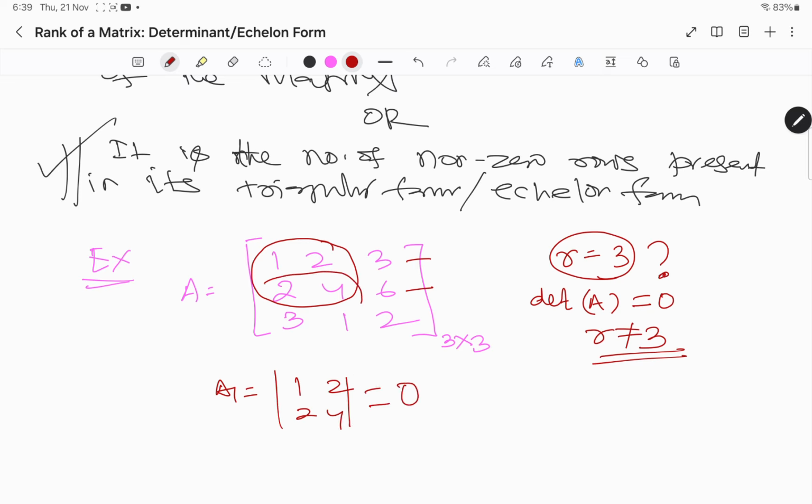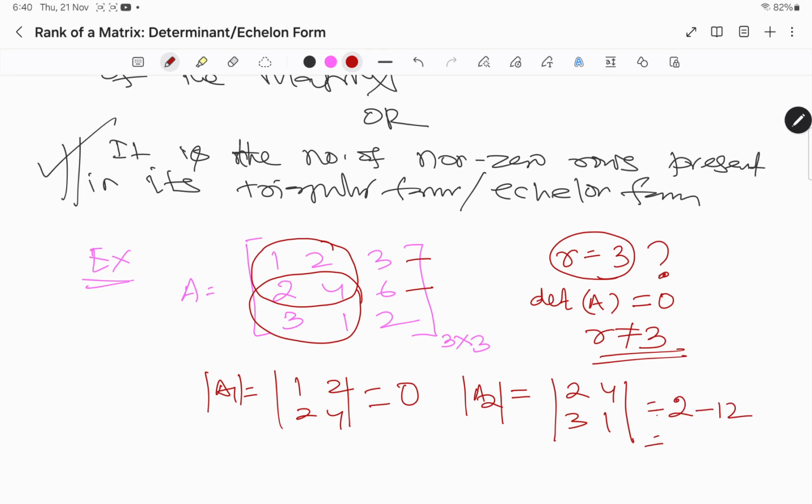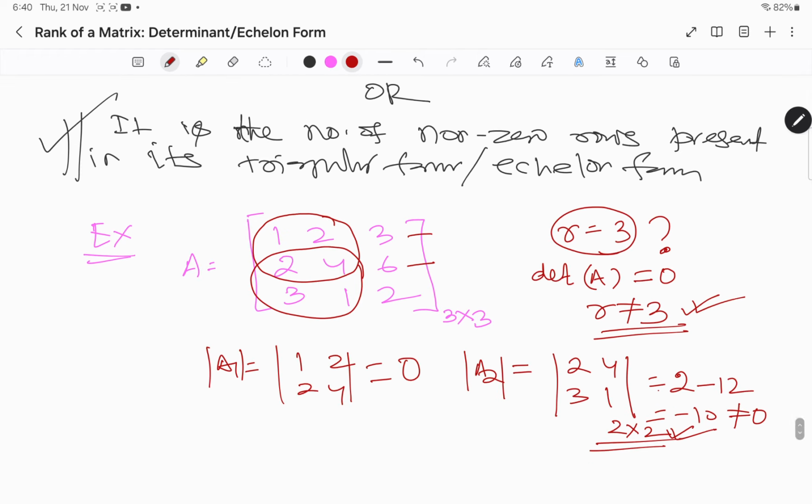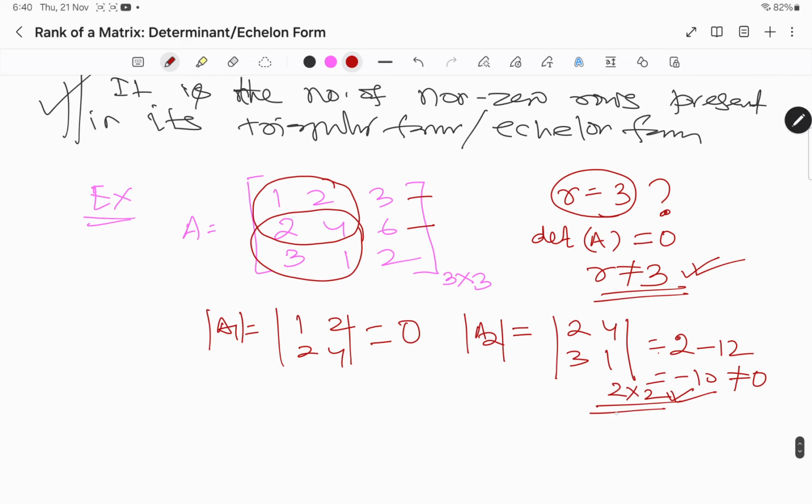Suppose I choose some a2 like this, my a2 is 2 4 3 1. What is the determinant of a2? So this is 2 minus 4 times 3, which is 12, so minus 10, which is not equal to 0, right? So the minor of order 2 here is non-zero. So the highest minor 3 is not applicable for rank. The next highest is 2.